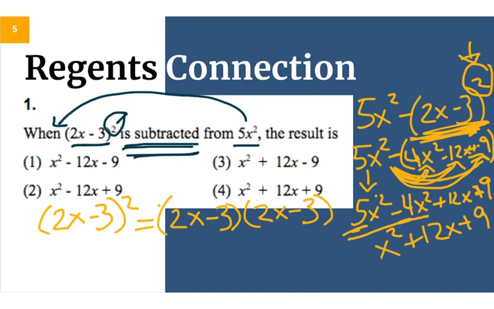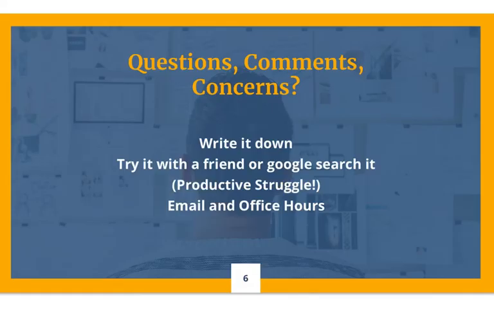All right, so my answer choice is option 4. I got x squared plus 12x plus 9. And that is where we are going to leave it.